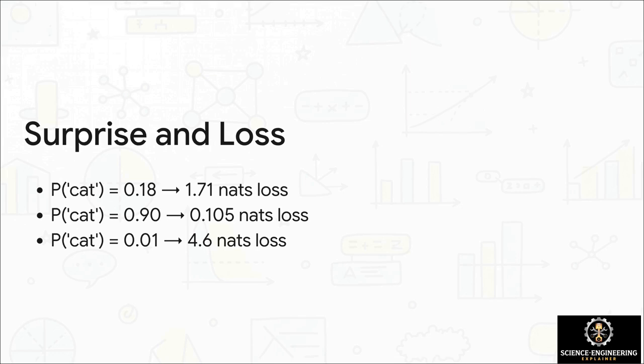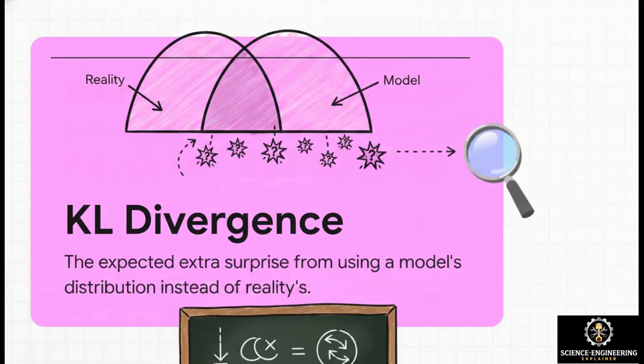The loss absolutely explodes to 4.6 nats. This brilliantly shows the asymmetry of logarithms. Being confidently wrong is punished far more severely than just having diffuse, spread out uncertainty. Which brings us to a term you're going to see a lot if you read AI literature, KL divergence.